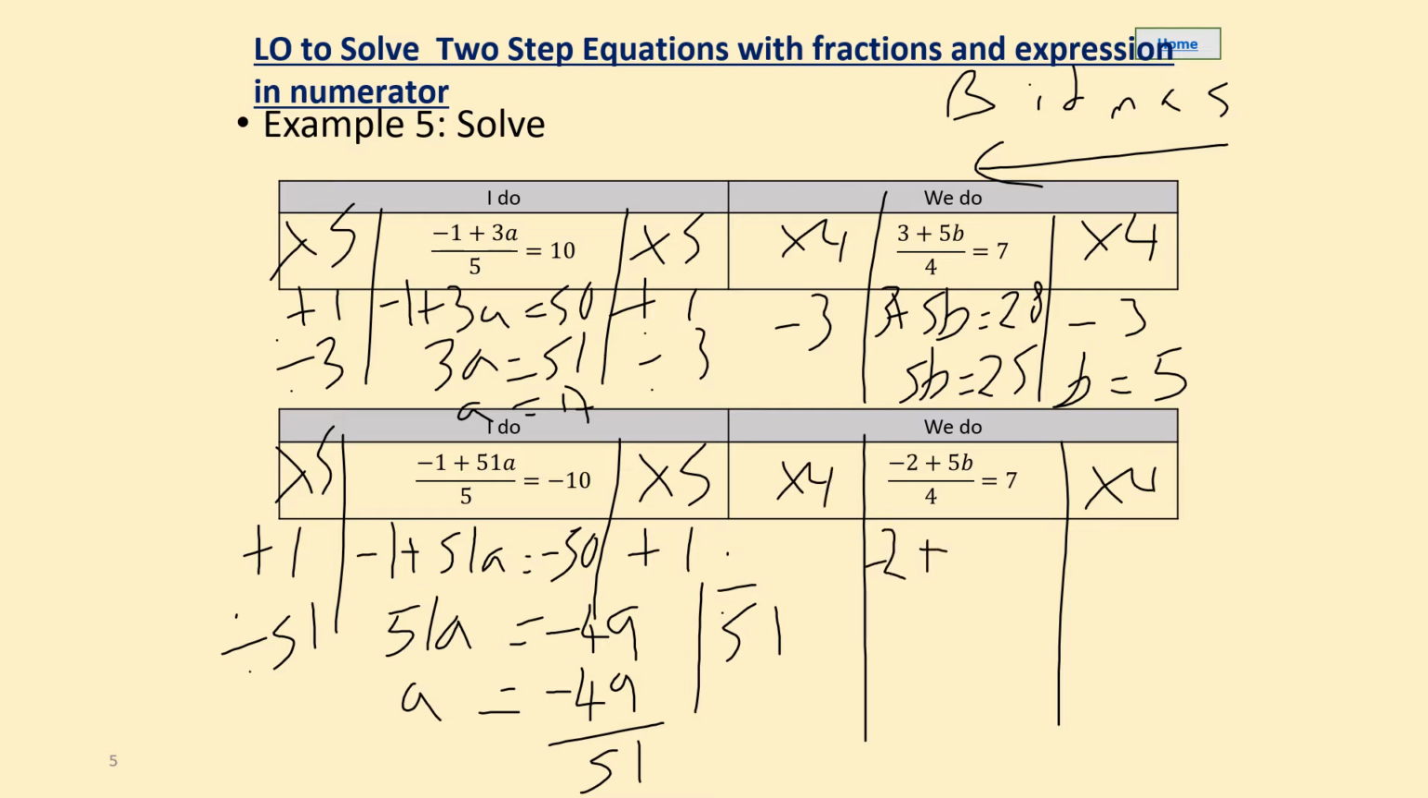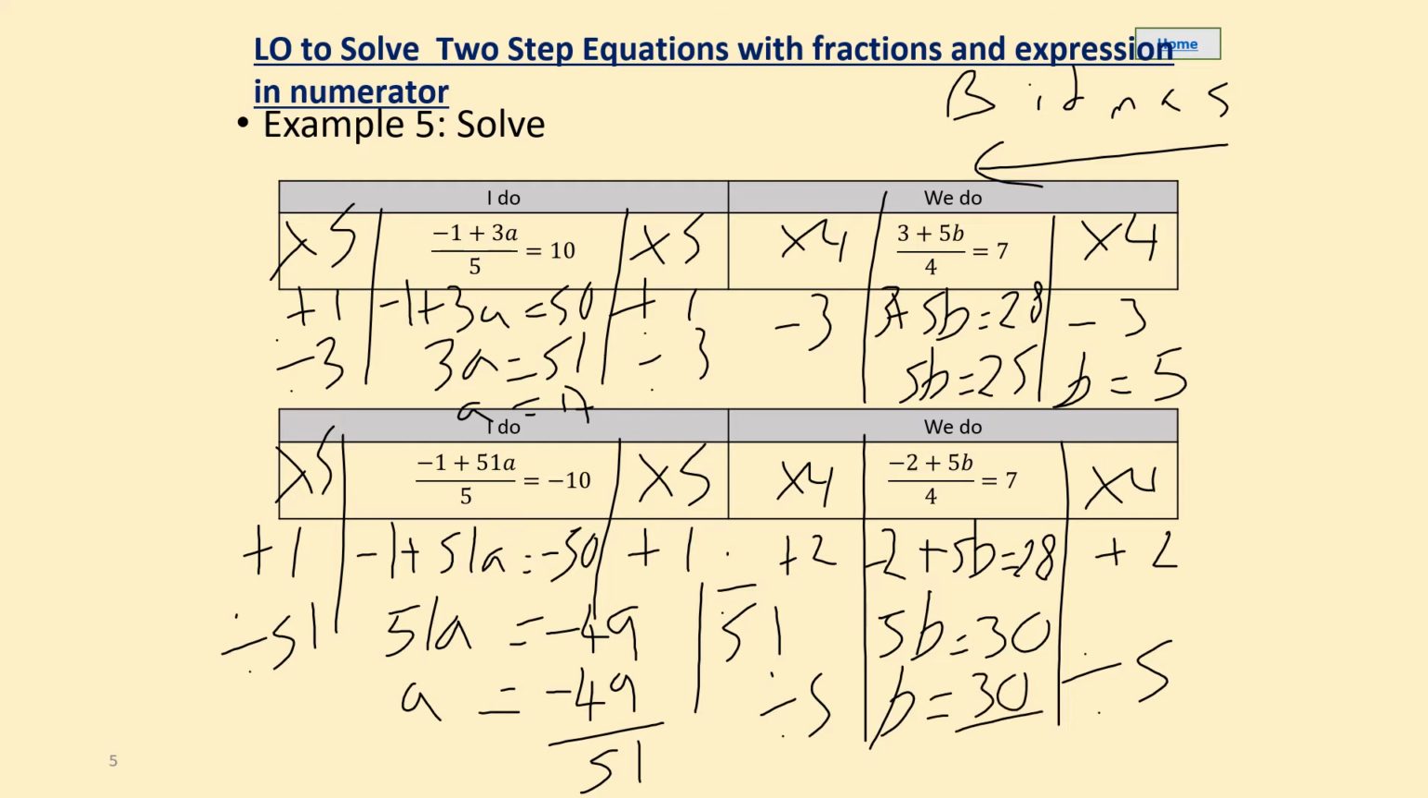Minus 2 plus 5b equals 28. Subtracting 2, the opposite is add 2. So we're going to add 2 to both sides. So 5b equals 30. What do I do now? It's multiplying by 5. Yeah, we're going to divide by 5 on both sides. So b equals 30 divided by 5. So b equals 6.